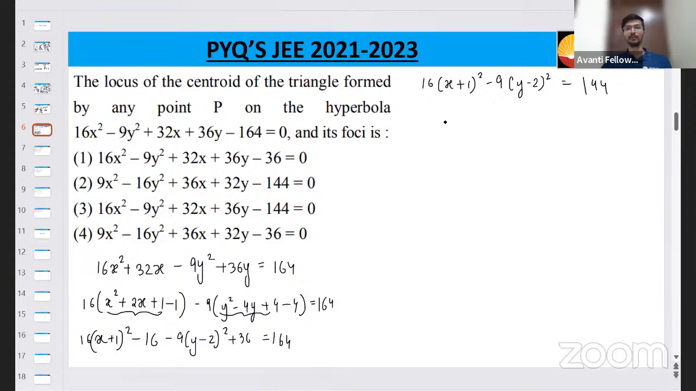So if I divide by 144, I'll get x plus 1 the whole square upon 9 minus y minus 2 the whole square upon 16 is equals to 144. That means capital X square upon 9 minus capital Y square upon 16 equals to 144.